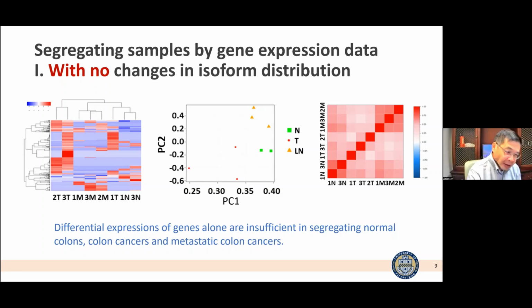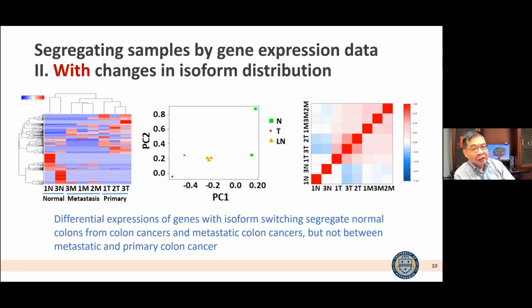Then the next step: what if we choose only those gene expression changes that also accompany isoform distribution changes? Then it is much better. You can see that the primary cancer samples cluster together, the metastatic samples also cluster together, and the normal samples cluster together. If you look at the distances, they are reasonable. For normal there is still a little wide variation here, but the samples sit by themselves, and the tumor samples are very far apart. It is similar with the Pearson correlation coefficient.